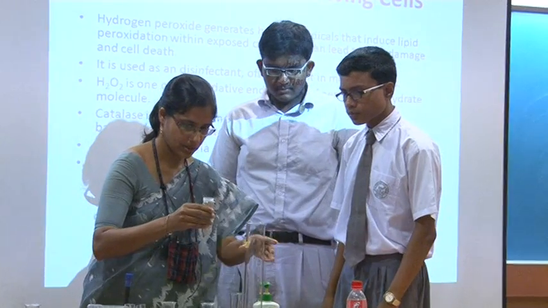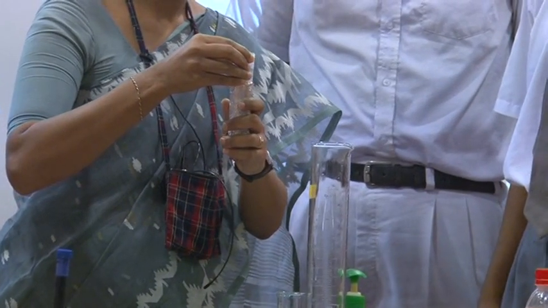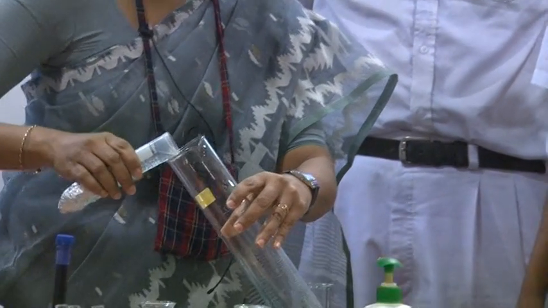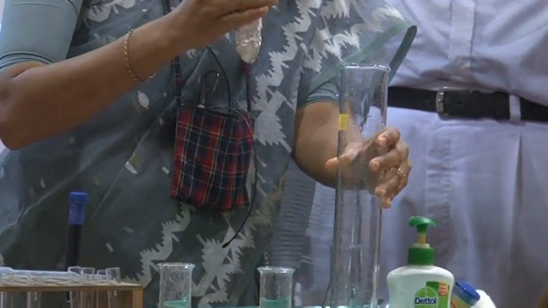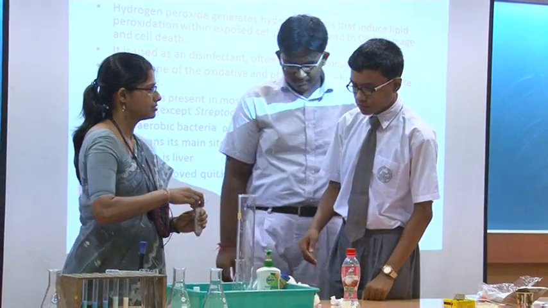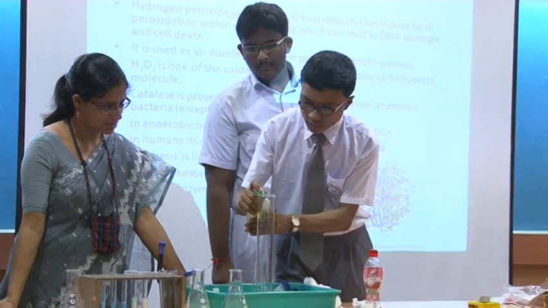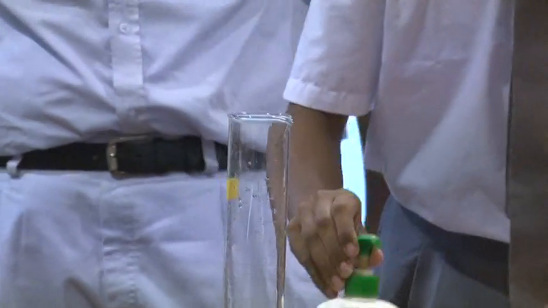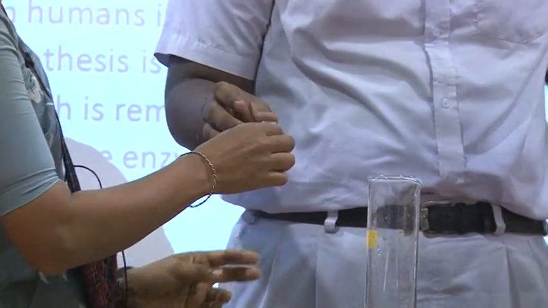I will just read it for you. Now add 4 drops of this liquid soap. 2 or 4. Okay, fine. Now you add, this is potassium ion. Okay, just add a little. Just a little.